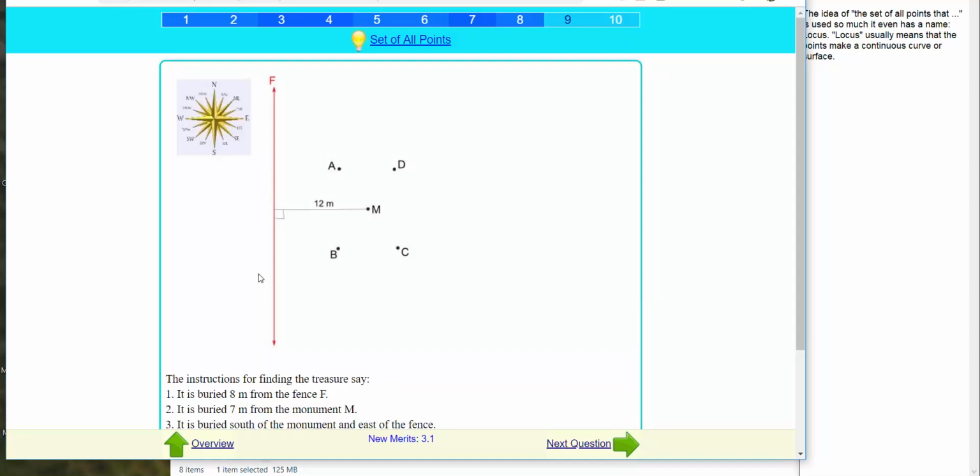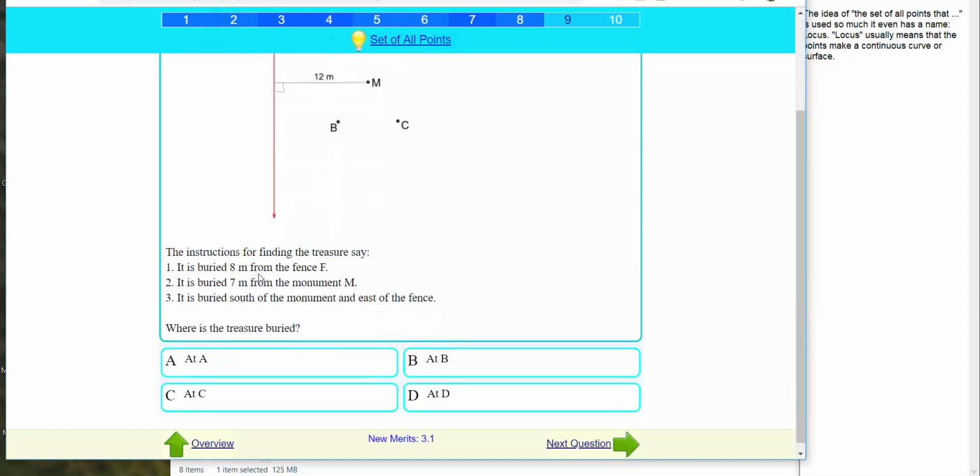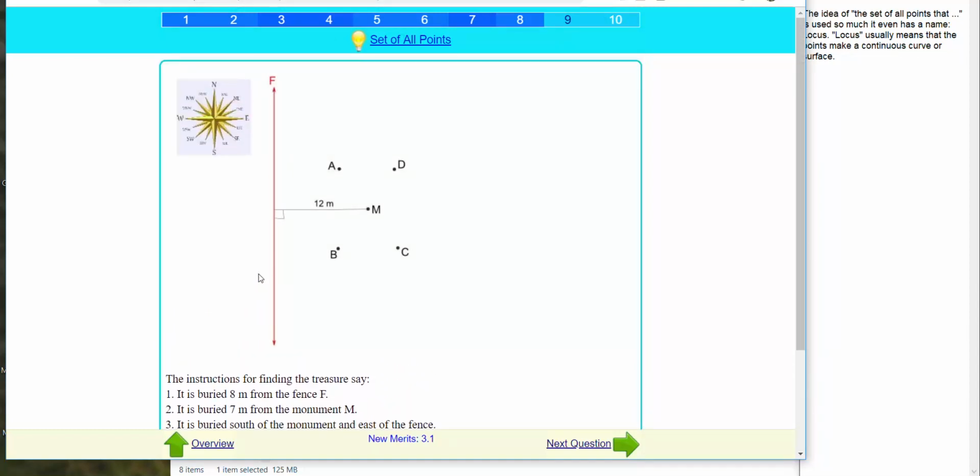Eight meters from the fence. So 8 meters from the fence. This is the fence. 8 meters. Okay. So it should probably be A or B. It's buried 7 meters from the monument. It's buried south of the monument and east of the fence.